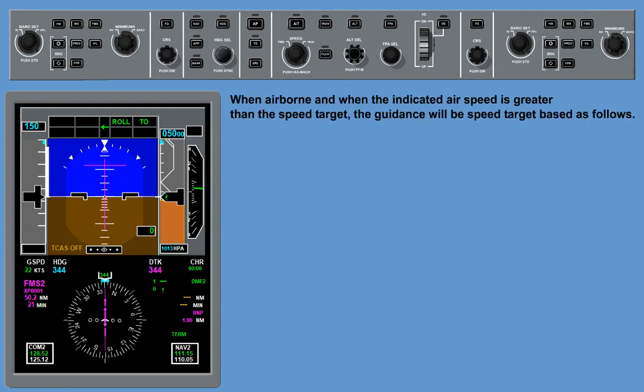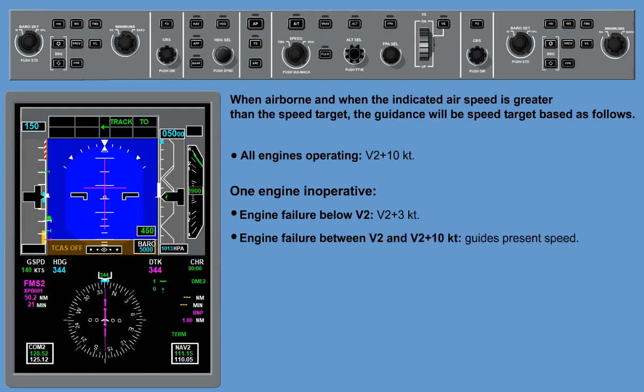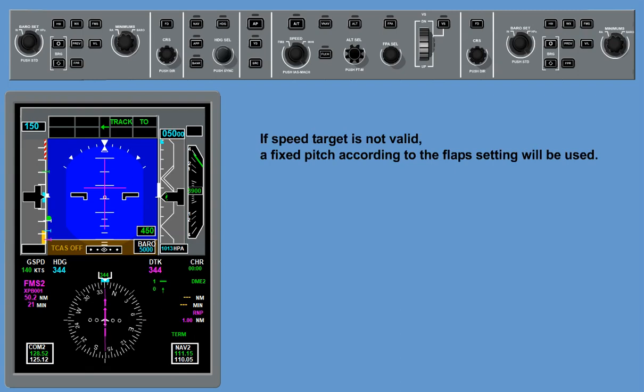When airborne and when the indicated airspeed is greater than the speed target, the guidance will be speed target based as follows. All engines operating, V2 plus 10 knots. One engine inoperative, engine failure below V2, V2 plus 3 knots. Engine failure between V2 and V2 plus 10 knots, guides present speed. Engine failure above V2 plus 10 knots, guides V2 plus 10 knots. If speed target is not valid, a fixed pitch according to the flap setting will be used.